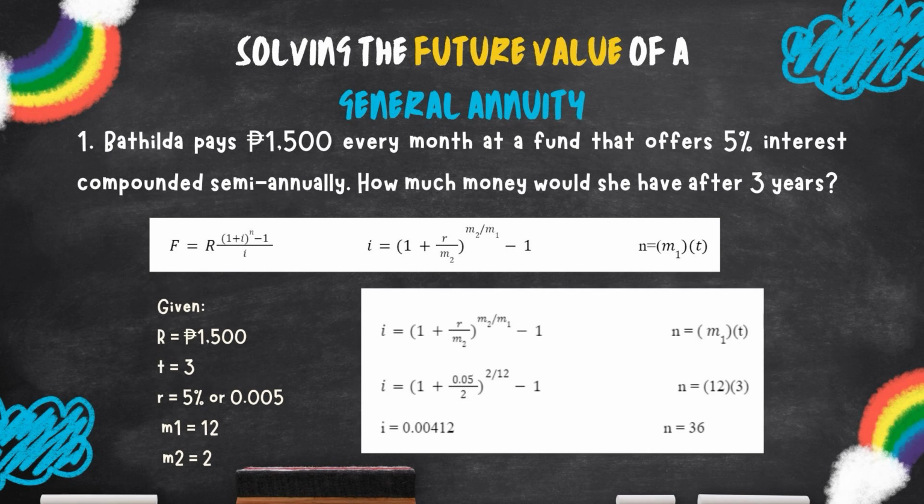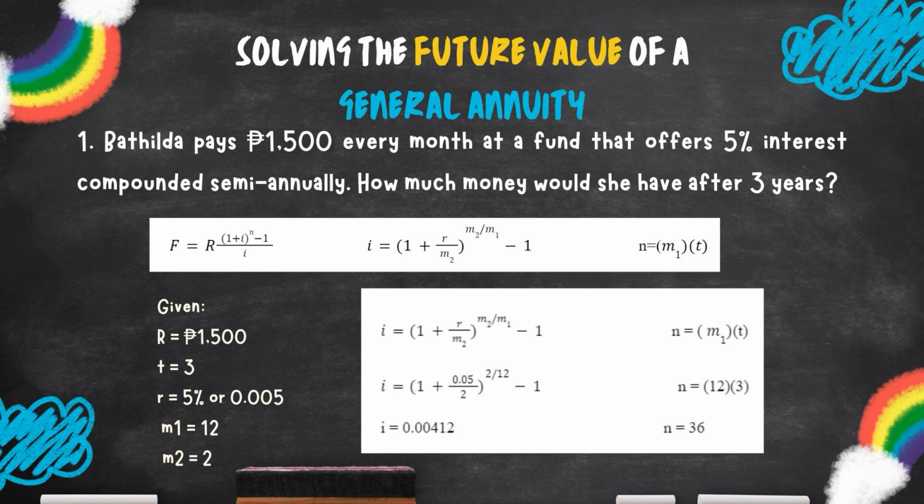Before we proceed to solving the future value of this general annuity, let's first solve for the periodic rate, the I, and the number of conversion periods, N. So for I, we had the formula, which is 1 plus R over M sub 2 raised to the power of M sub 2 over M sub 1 minus 1.